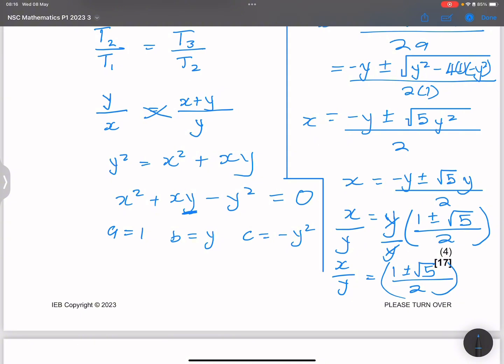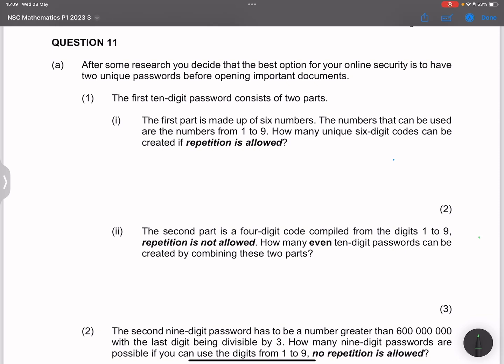All right, I hope that makes sense, ladies and gents. We'll go into the next question, and now we'll look at question 11. They say after some research, you decide that the best option for your online security is to have 2 unique passwords before opening important documents.